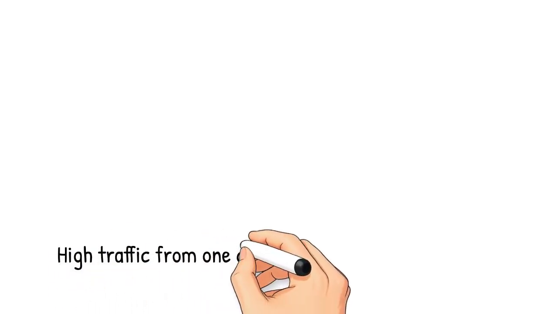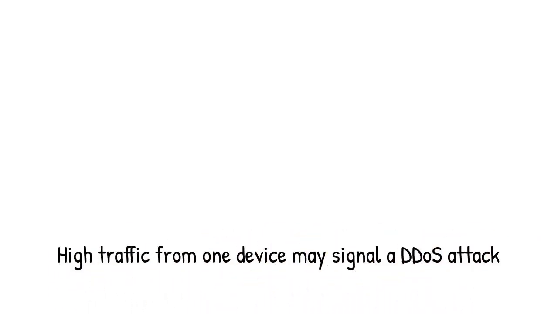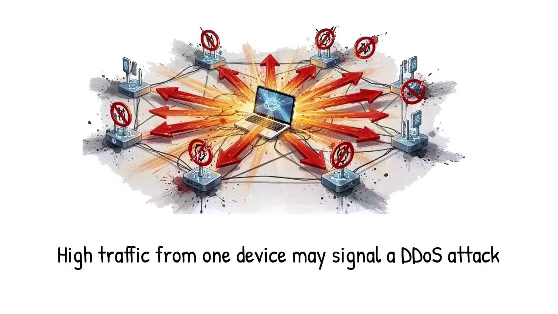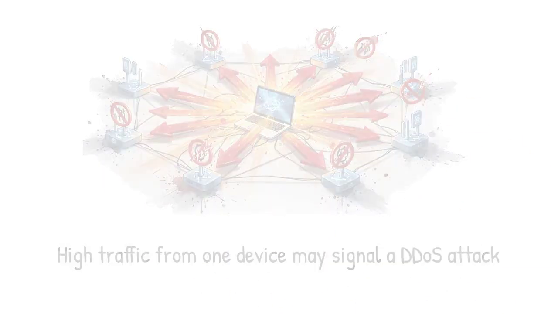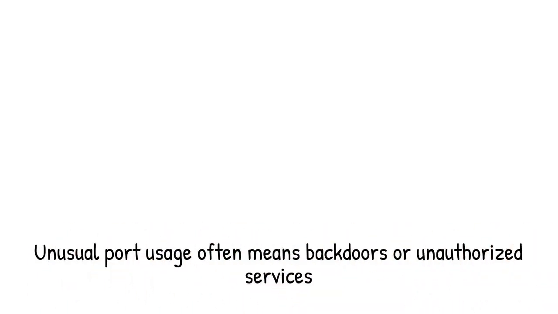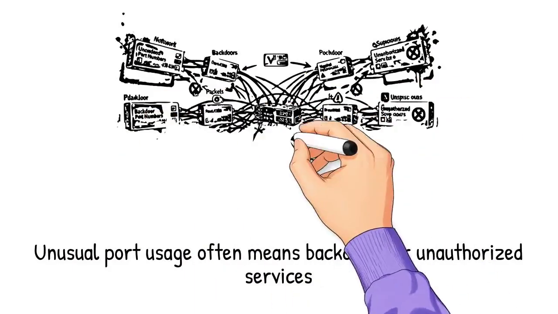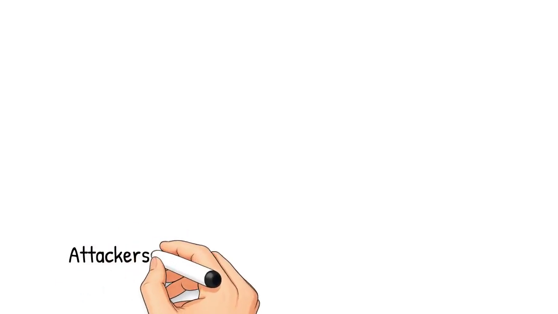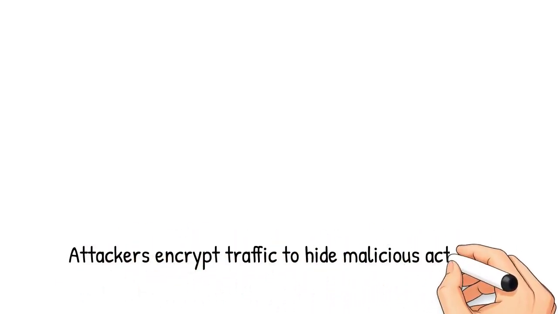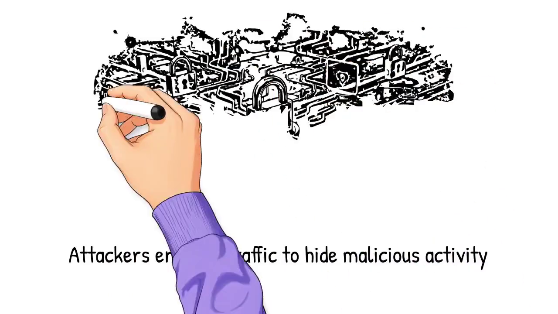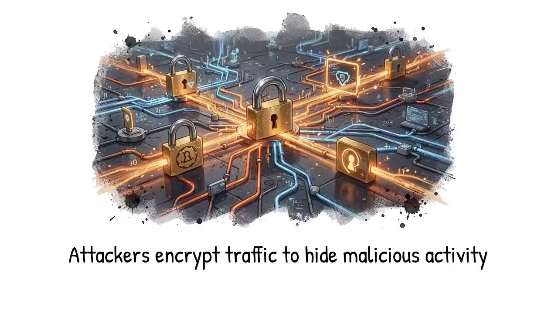3. Large volumes of traffic from a single device. This could be a compromised device participating in a DDoS attack. 4. Traffic on unusual ports. This often indicates backdoors or unauthorized services. 5. Encrypted traffic where it shouldn't exist. Attackers sometimes encrypt malicious traffic to hide it. Traffic never lies. It always reveals what's happening, if you know how to read it.